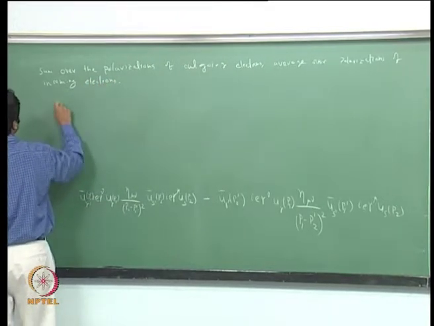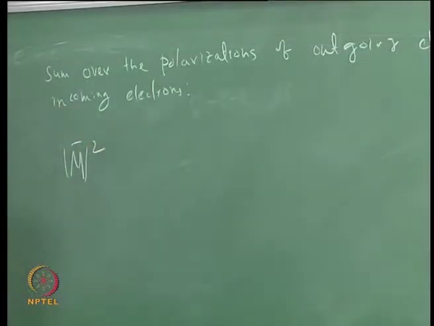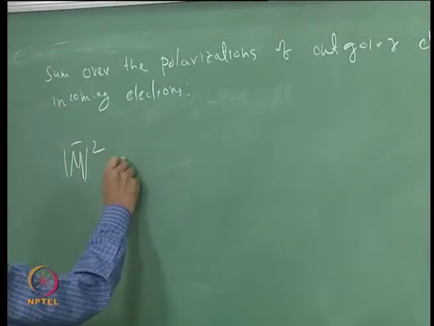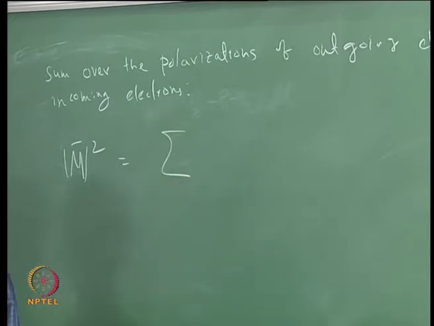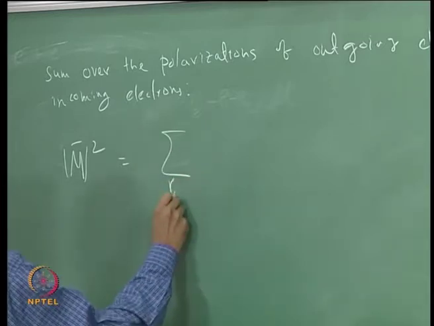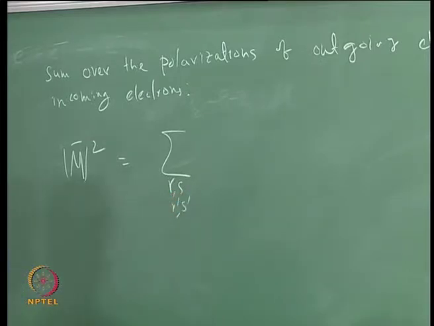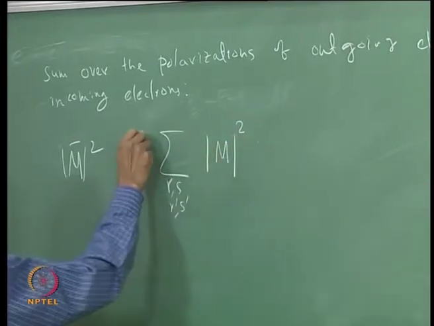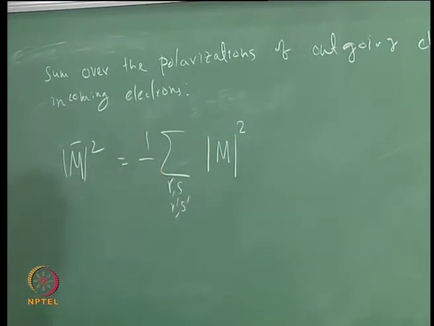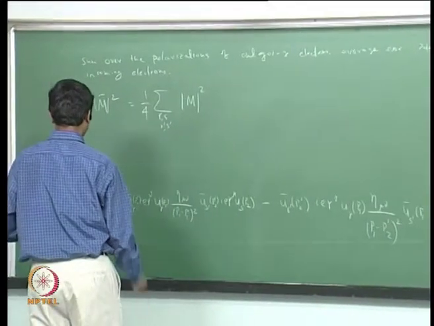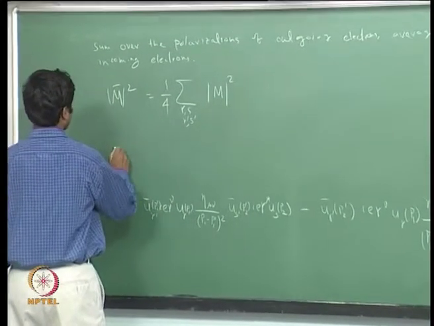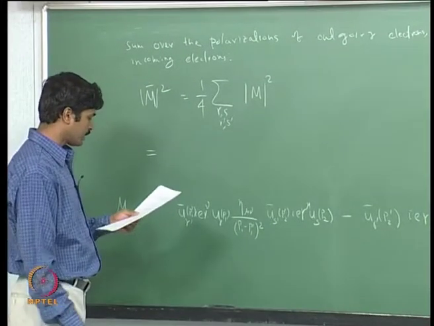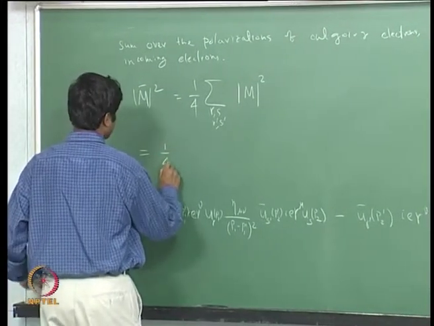So I have what I will call M square average is simply sum over r, s, r prime, s prime, mod M square, and what is the factor I will put? 1 over 4, because there are 2 incoming electrons. This is what I need to do. So let's do it. So this is 1 over 4.